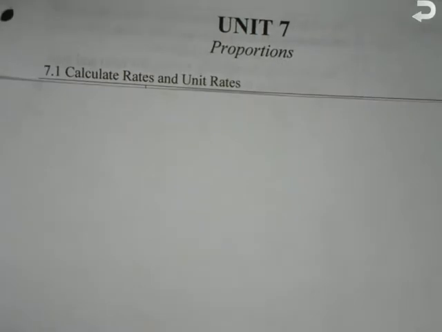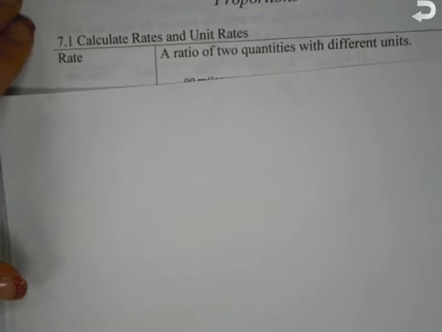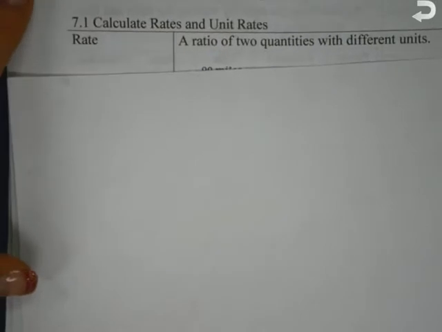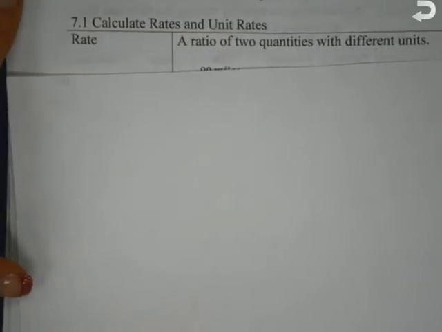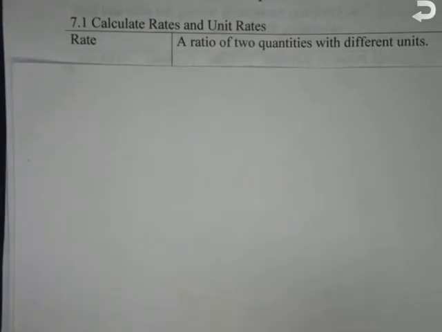So what exactly is a rate? That's our first thing. So we're defining the word rate. A rate is a ratio of two quantities with different units. And I will tell you what that means.